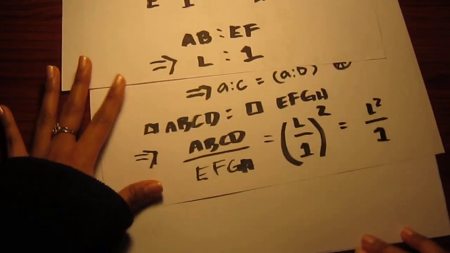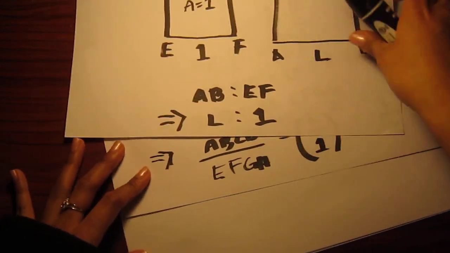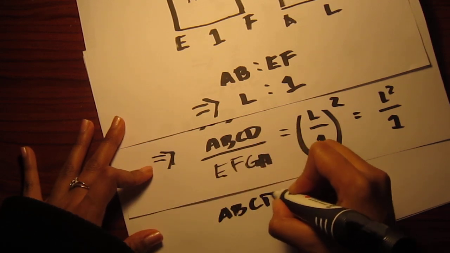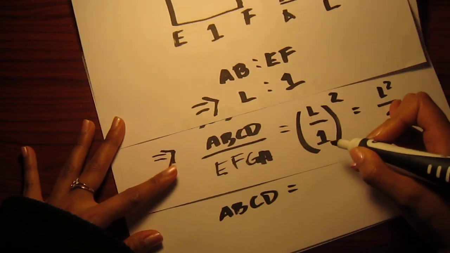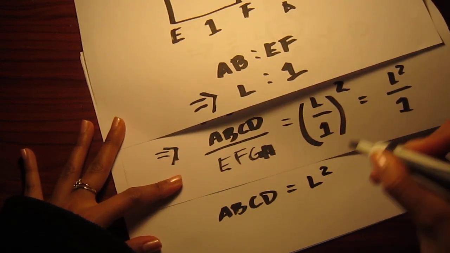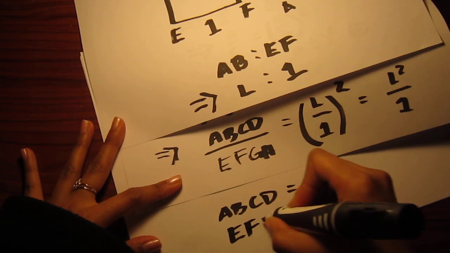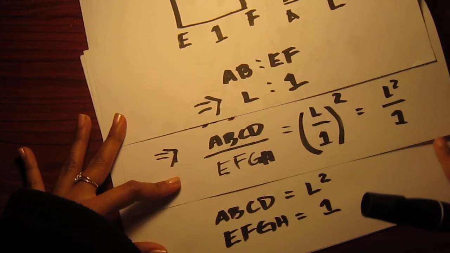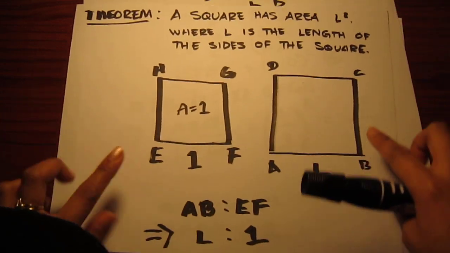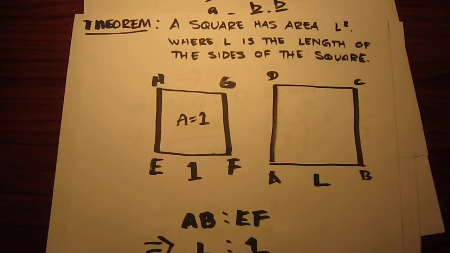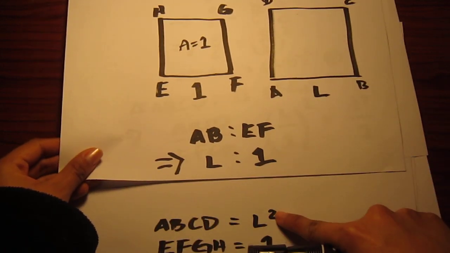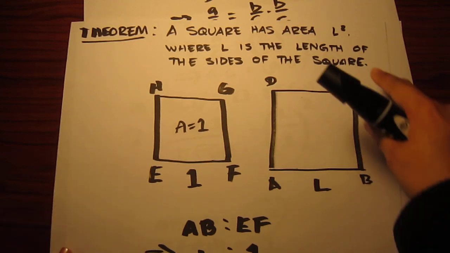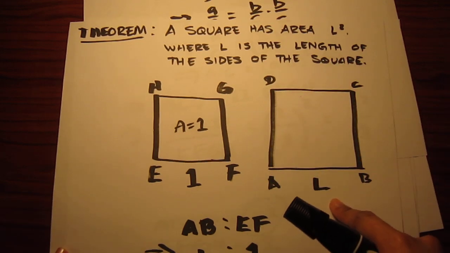So in other words, we find that the area of our square ABCD is equal to L squared, and the area of our square EFGH is equal to 1, which is exactly what we have up here in the first place, and this L squared is what we are looking for. Therefore, we proved our theorem that the square has area L squared, where L is the length of the sides of the square.